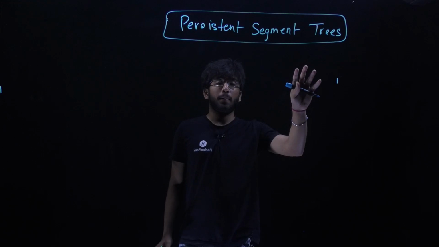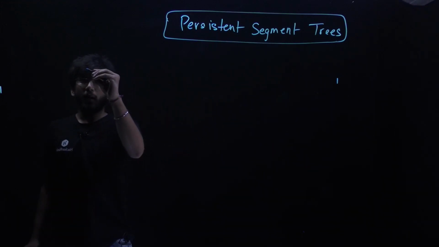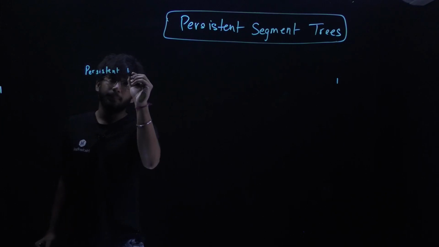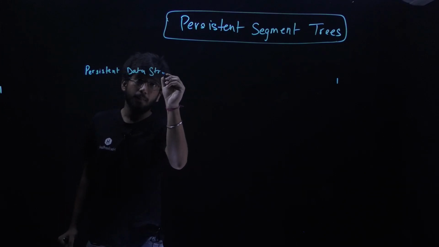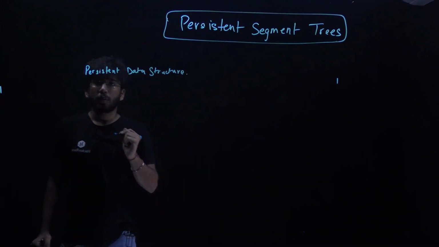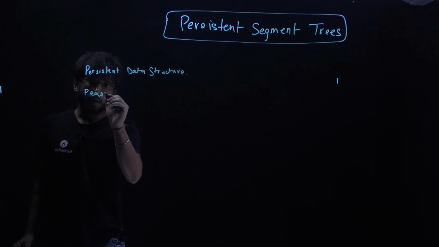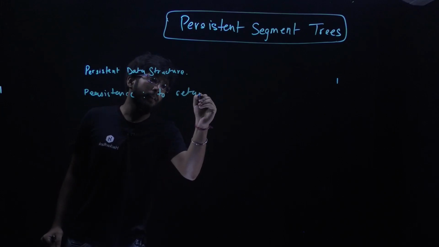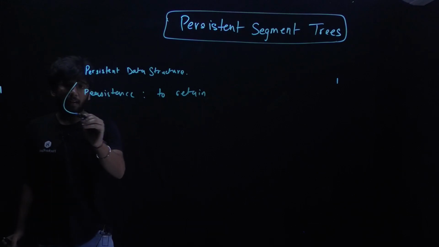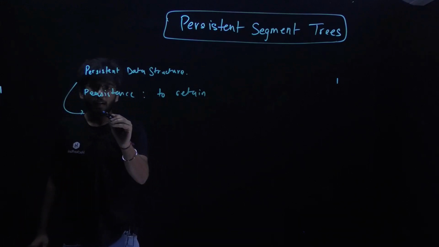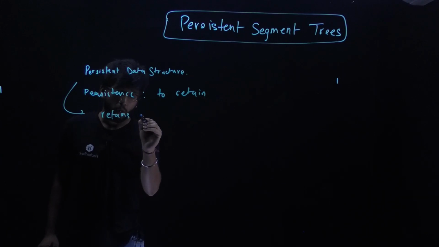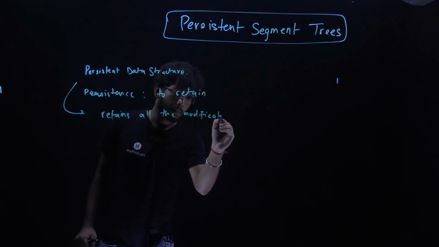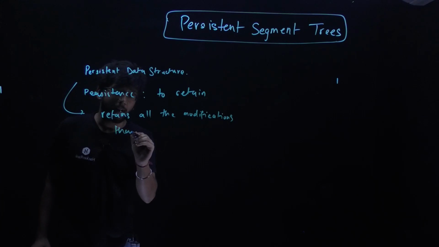So the topic for today is persistent segment trees. And now I'll first define what a persistent data structure actually is. Starting from the term persistence, what does persistence actually mean? It means to retain. So a persistent data structure is a data structure that retains all the modifications that take place on that data structure.